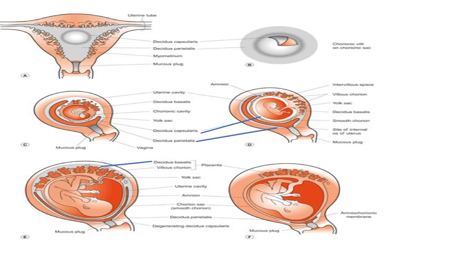As the embryo continues to grow, what happens is that the decidual capsularis and parietalis will come and fuse together and they form the chorion.